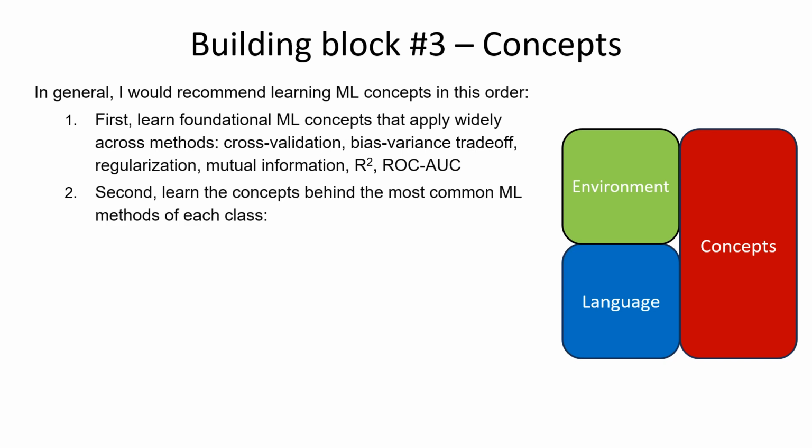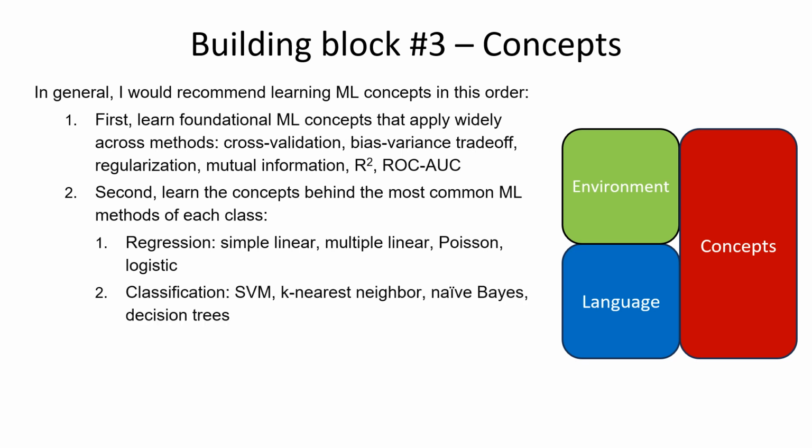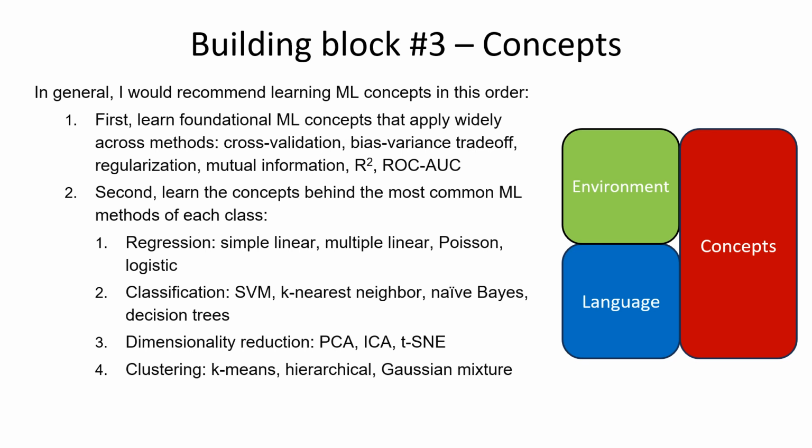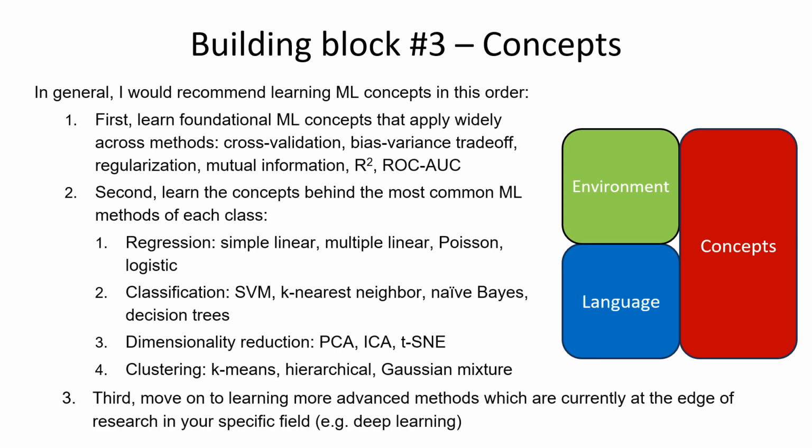Second, learn the concepts behind the most common machine learning methods of each class. For regression, start by learning simple linear, multiple linear, Poisson, and logistic regressions. Classification, learn support vector machines, k-nearest neighbor, naive Bayes, and decision trees. For dimensionality reduction, learn PCA, ICA, and t-SNE. For clustering, learn k-means, hierarchical, and Gaussian mixture model clustering.